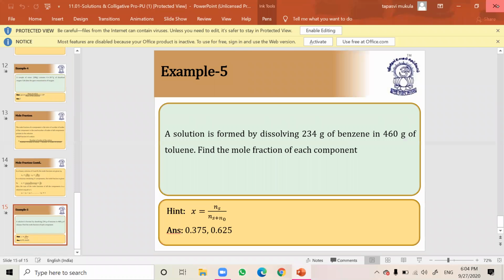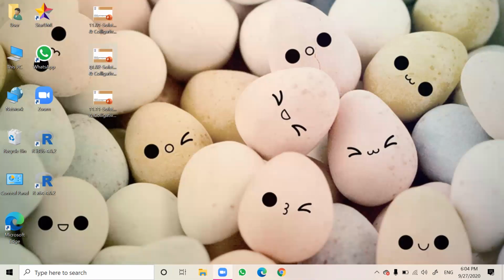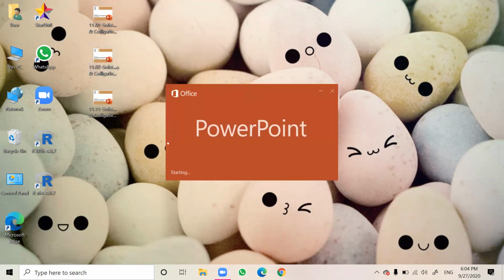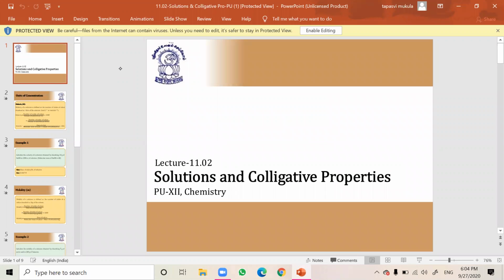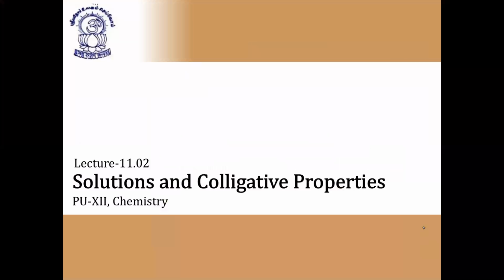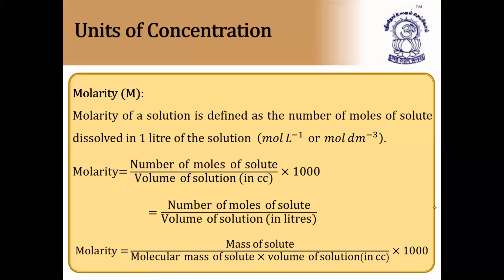So next concept, that is molarity as well as molality. Molarity is capital M, and molality is small m. So units of concentration next, molarity. Molarity means capital M.